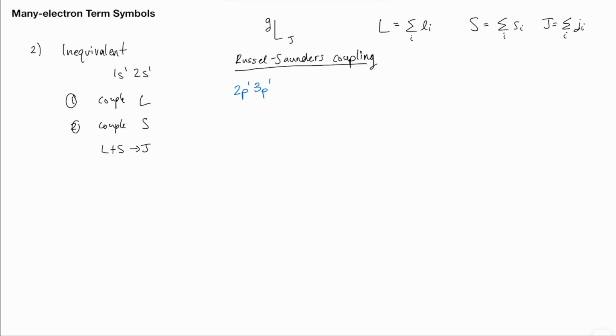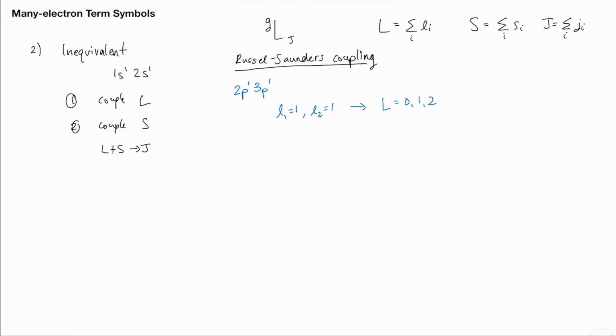Right, these are still inequivalent because they're in different orbital sets, and so we can follow the same process. So first we're going to couple L. If we have L1 equals 1, L2 equals 1, this means that big L can either be 0, 1, or 2, right? And that comes from the smallest value you can have being the difference between the two, which is 0, and the biggest value you can have being the sum of the two, which is 2.